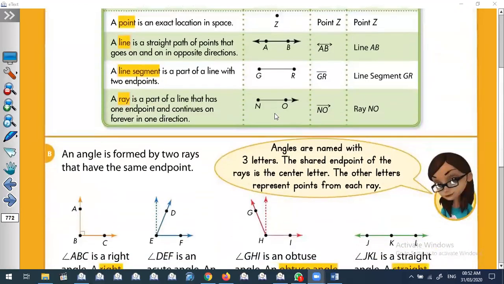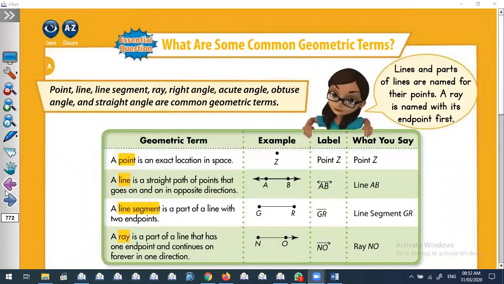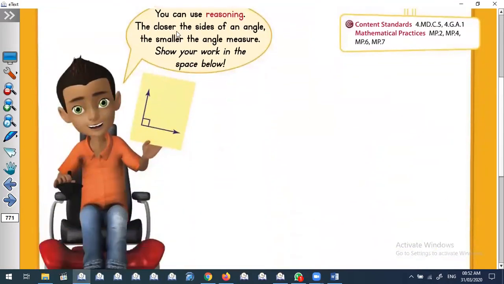So again, let's go back here. This is called a point. If we extend a point like that, this is called a line segment. If we make one arrow, it will be a ray. Two arrows, it will be a line. Again, point. And if we draw another point, this will be a line segment. One arrow is a ray, two arrows is a line.